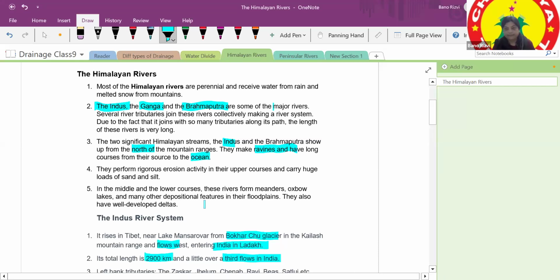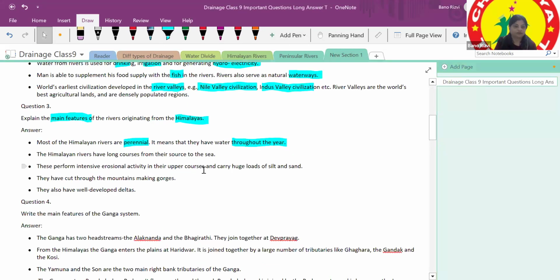They fall where? The Bay of Bengal. They perform rigorous erosion activity in their upper courses and carry huge loads of sand and silt. In the middle and lower courses, these rivers form meanders, oxbow lakes, and many other depositional features in their floodplains. They also have well-developed deltas. Now these are the main features of the Himalayan rivers, if they ask you about the Himalayan rivers.